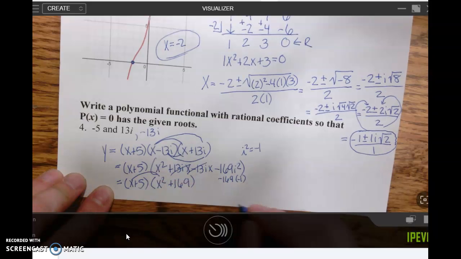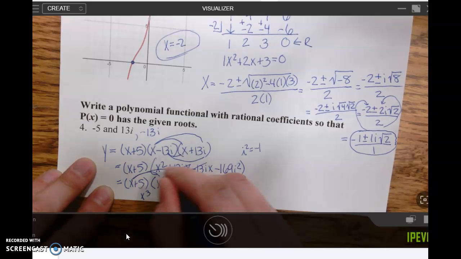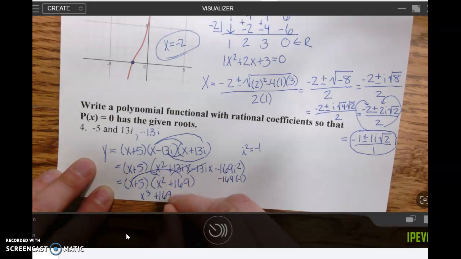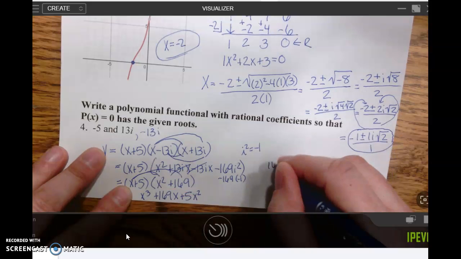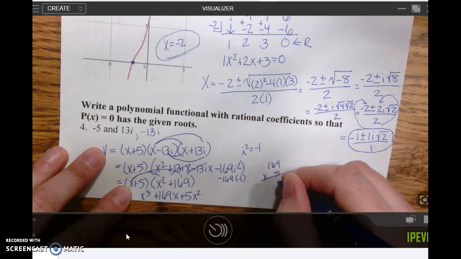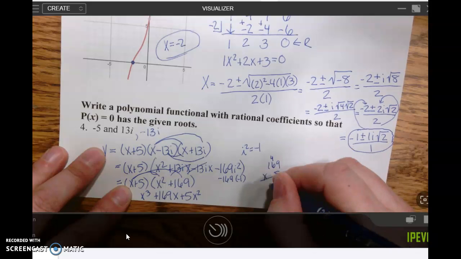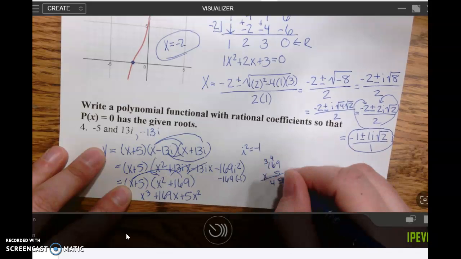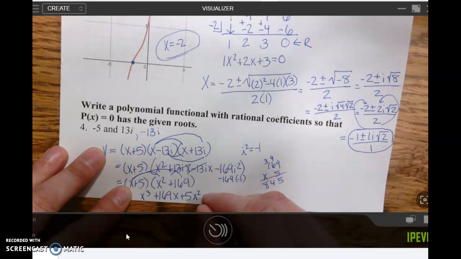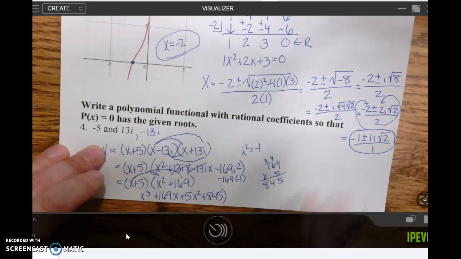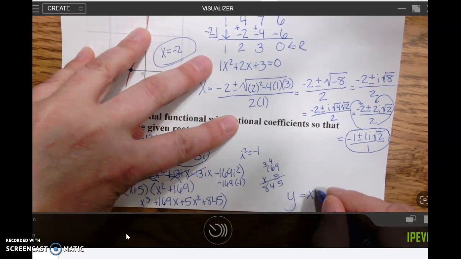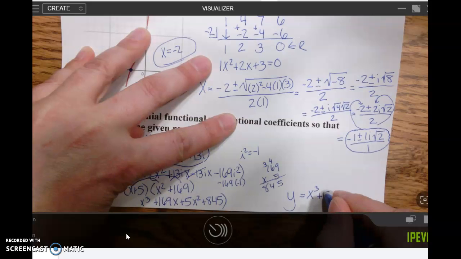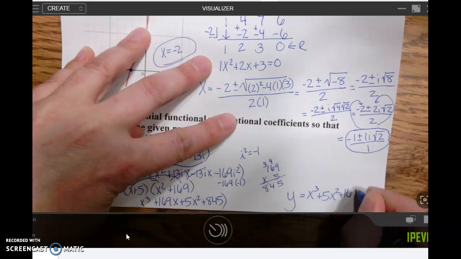So x times x squared gives us x cubed. x times 169 gives you 169x. 5 times x squared is 5x squared. And 169 times 5, 9 times 5 is 45, 5 times 6 is 30 plus 4 is 34, 5 times 1 is 5, 6, 7, 8. That's 845. And so finally, if we put this in the right order, we have y equals x to the third plus 5x squared plus 169x plus 845.